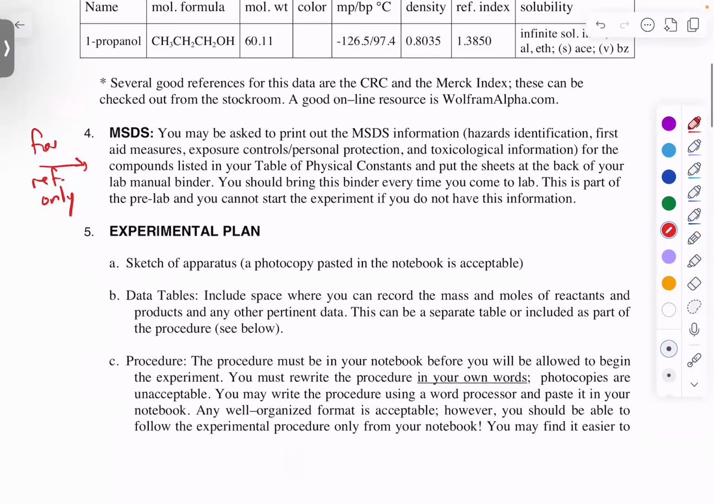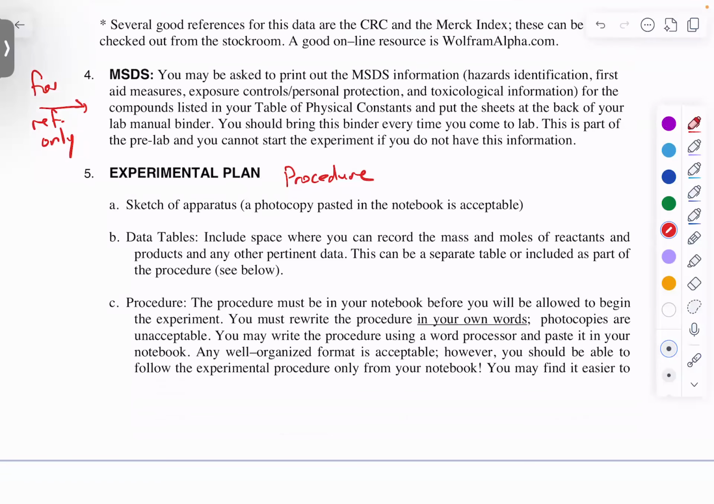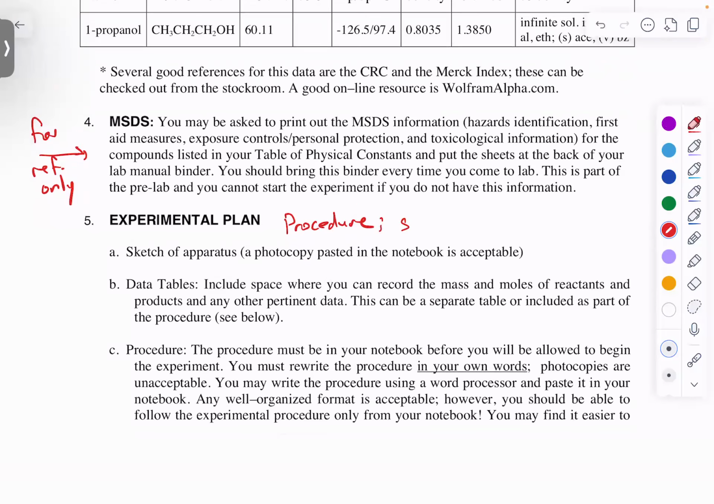And then the last part of the pre-lab is what I call the experimental plan. This is simply the procedure. Now, this should not be written as a paragraph. It's not English class. You should write this kind of like a cookbook. It should be a stepwise description of what you're going to do in the course of the experiment.